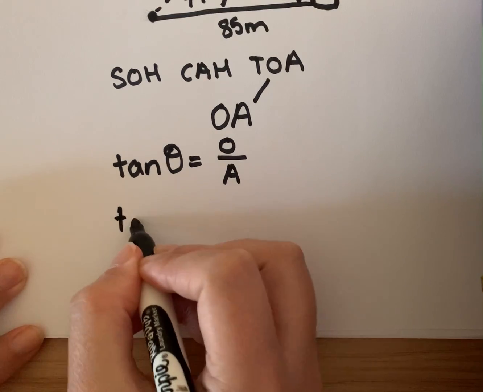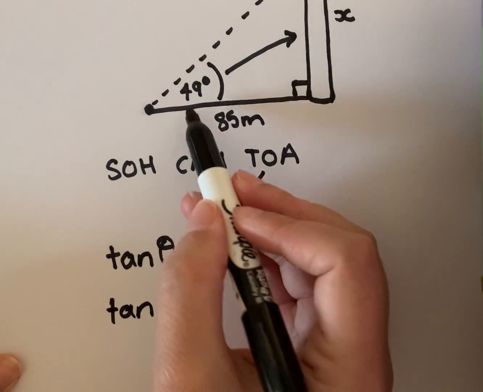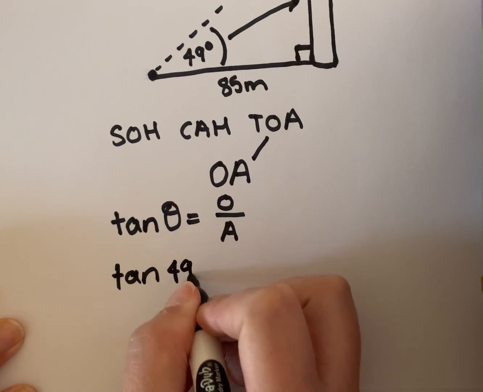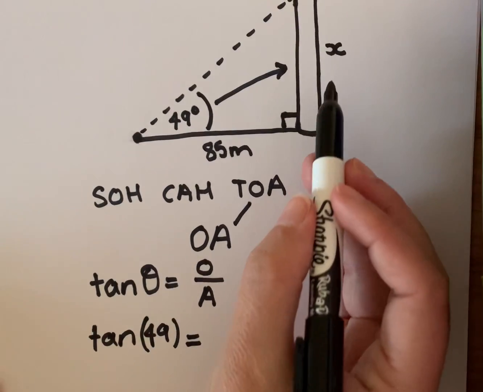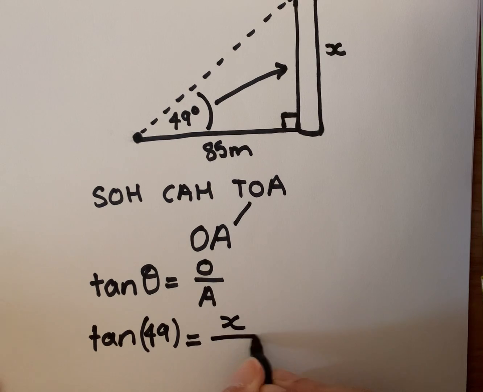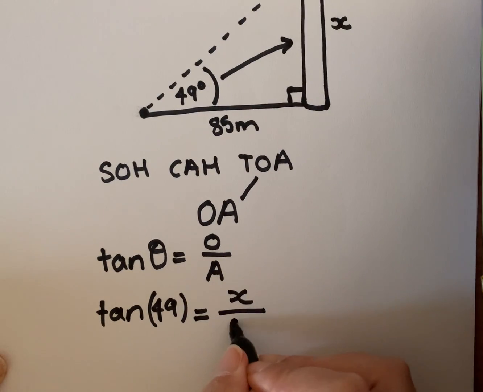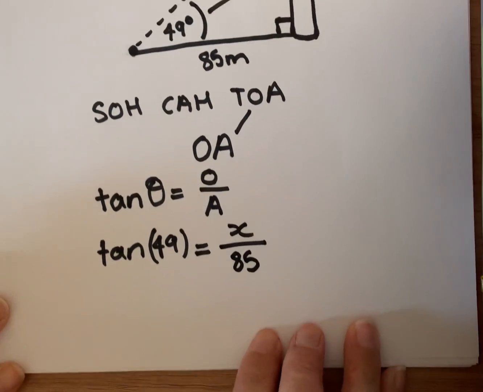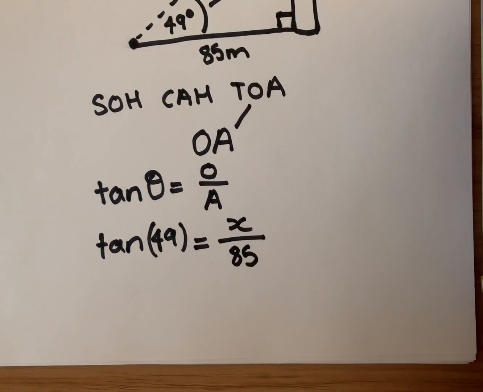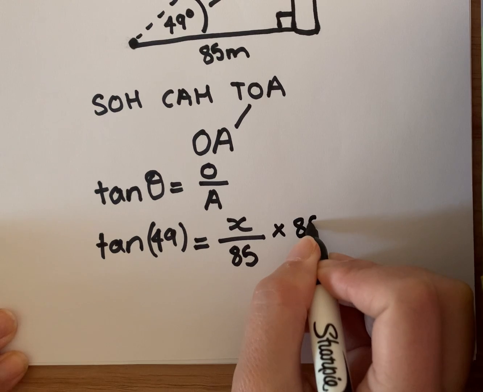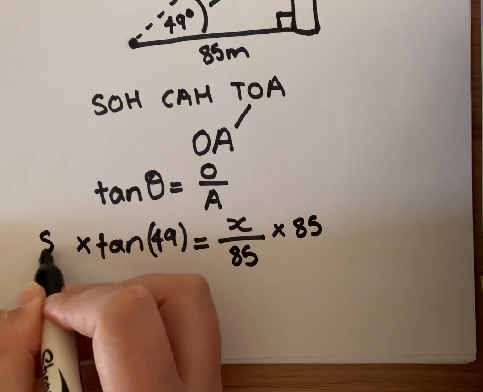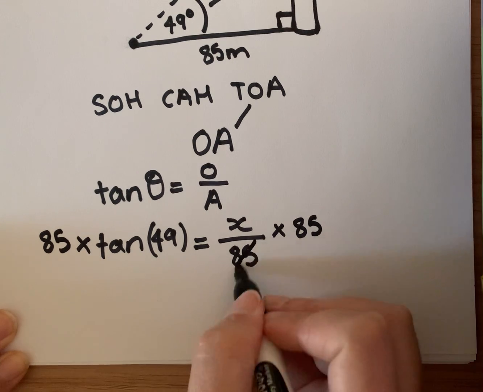And now we can plug in our values. So our angle is actually 49 degrees. So we can put 49 degrees in there. And our opposite side is x. And our adjacent side was 85. So now we've got an equation. We've only got one unknown over here, x. So we need to solve for x. The way we do that is we want to isolate x and get x by itself. So we need to get rid of this division by 85. We can use inverse operations to get rid of it. So we just multiply both sides by 85.